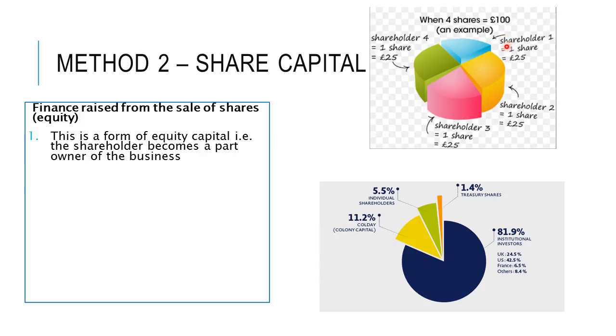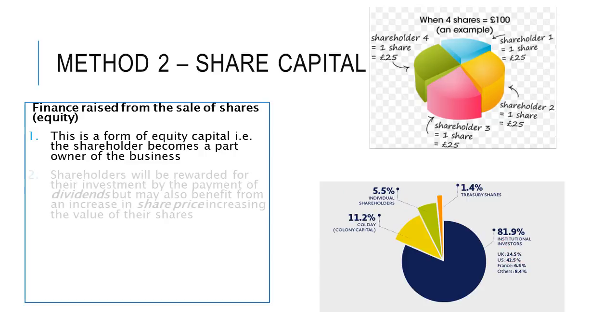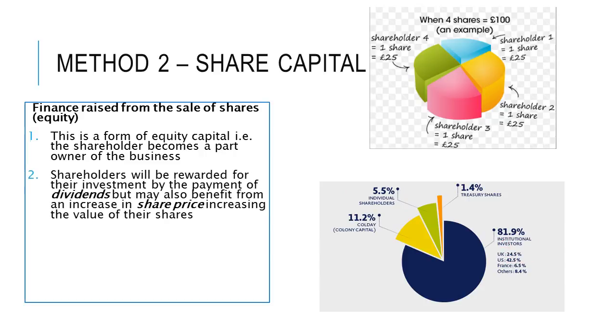Now, there are normally more than 4 shareholders when a business issues share capital. There might be lots of individual investors, or perhaps other banks or institutions might invest as well. Shareholders are rewarded for their investment by getting paid some of the profits, and that's called dividends. But also, if the business does well and becomes more valuable, then the value of the shares that they own, the share price, might increase as well.